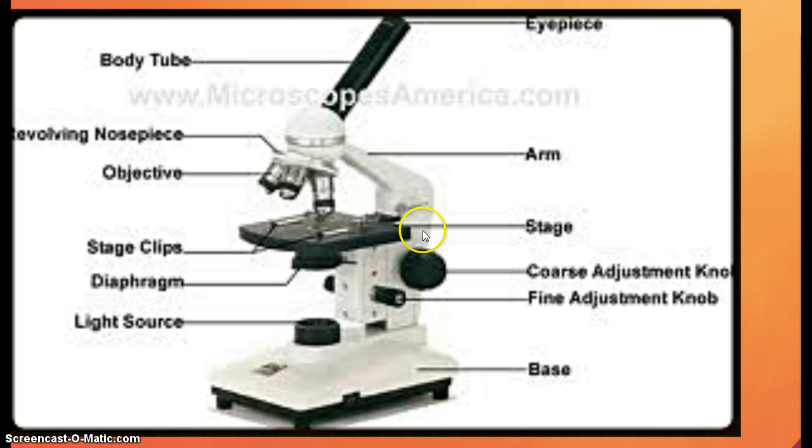Then you have the main support structure of the microscope, the arm and the base. This is used to transport the microscope. You place one hand on the arm and your other hand underneath the base of the microscope, and you're able to transport your microscope. You'll be able to move it from place to place in the lab as needed.